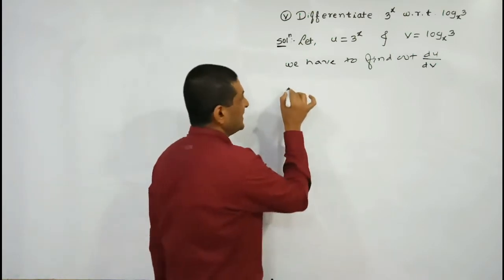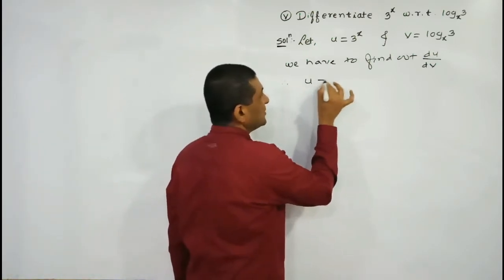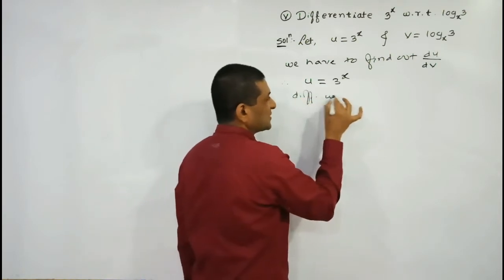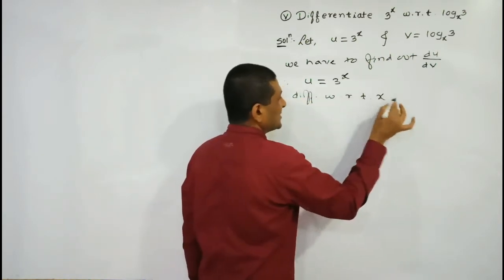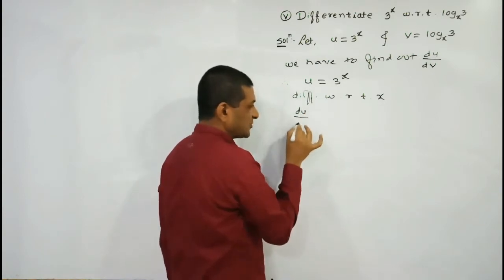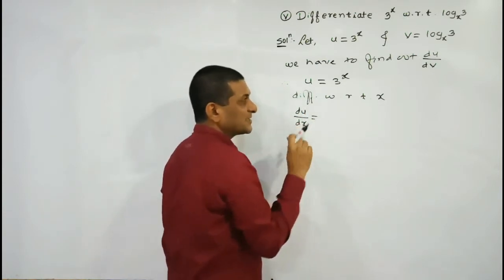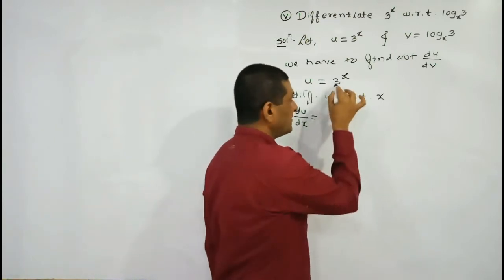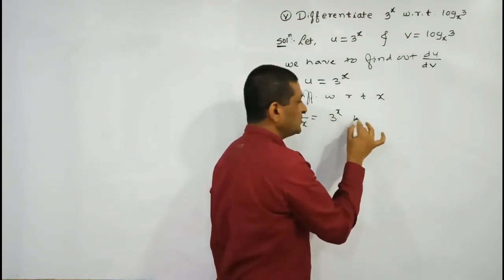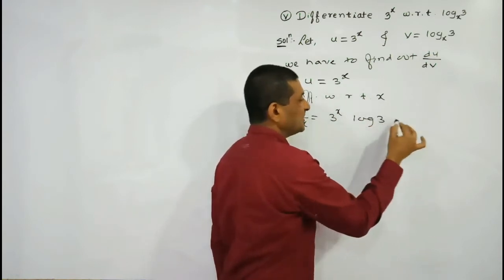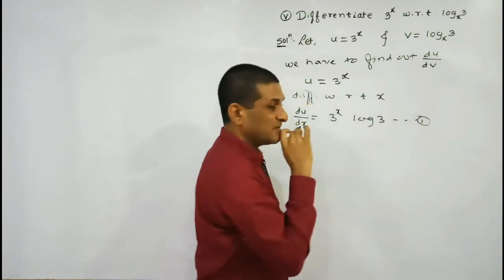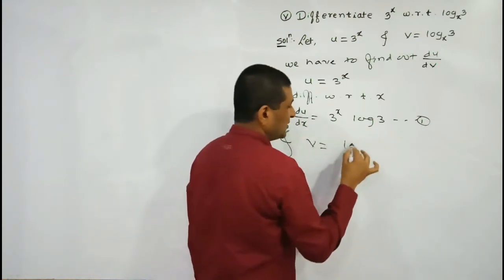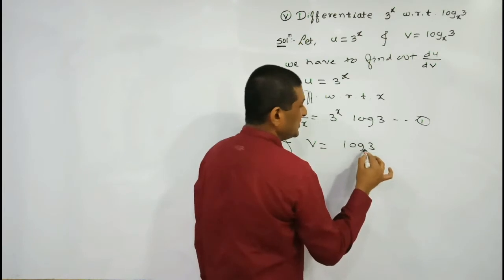So first we are finding the derivative of u with respect to x. So differentiate it with respect to x. The derivative of u with respect to x is denoted by du by dx. On this side the function is in the form of a raised to power x. And what is the derivative of a raised to power x? It is a raised to power x into log a, where a is nothing but 3 here. Let us denote this value by equation number first. Now consider v, and what is the value of v? Log of 3 to the base x.